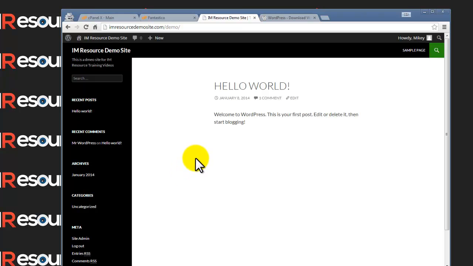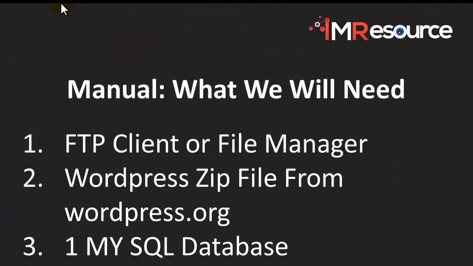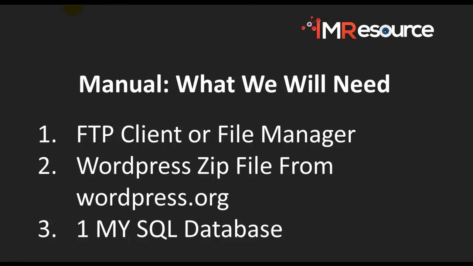So the next thing I'm going to do is I'm going to show you how to do a manual install. So let's go ahead and do that now. Okay, so for doing a manual install, here's what we're going to need. We're going to need an FTP client, or we can use File Manager. We're going to need the WordPress zip file, which we can get from wordpress.org, and then we're going to need one MySQL database.